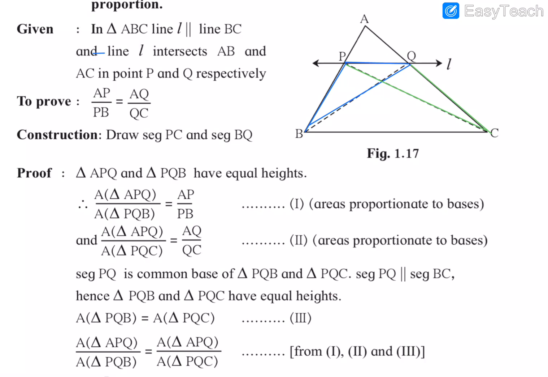So the two triangles are between, you can see one blue triangle and also a green triangle I have marked. So these triangles are between two parallel lines.